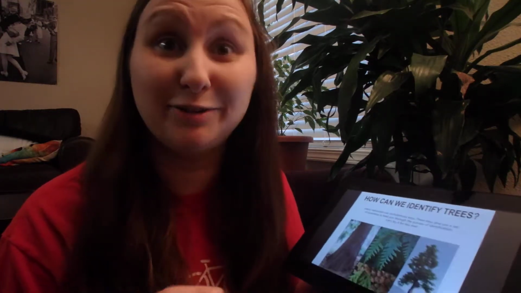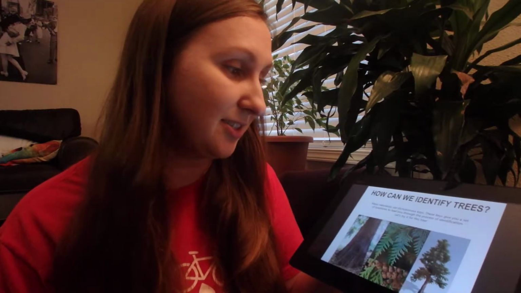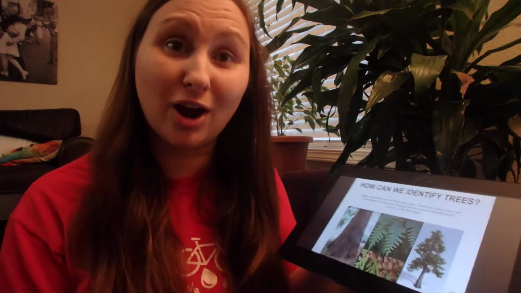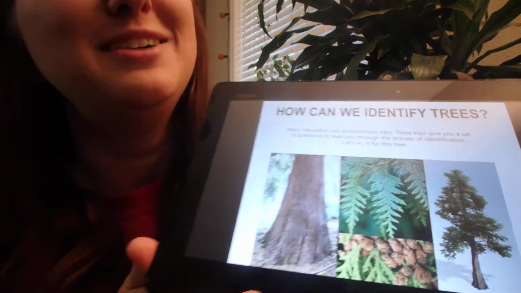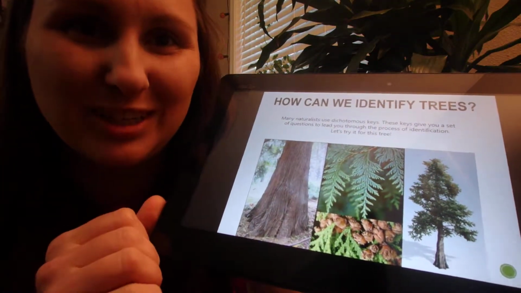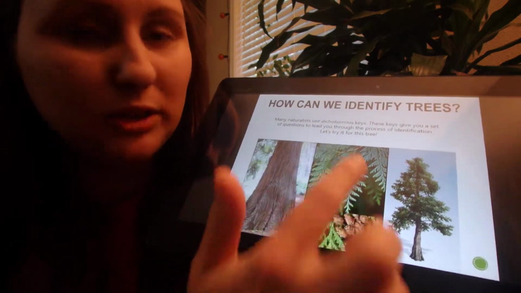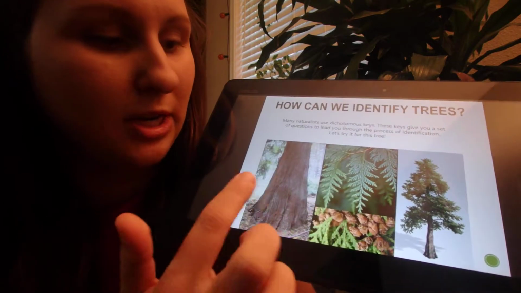So how can we identify trees? Many naturalists use dichotomous keys, and these keys give you a set of questions that lead you through the process of tree identification. So let's try it for this tree. Again, this is backwards, but it's a tree, so it should be easy to tell what it is. We have some cones here, the leaf structure, the full tree, and the bark.